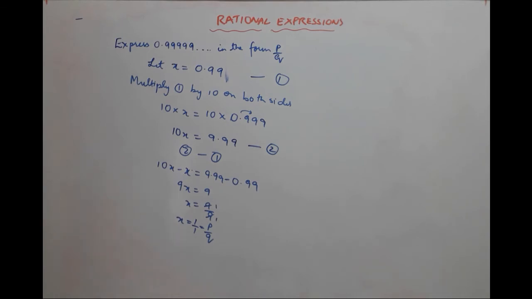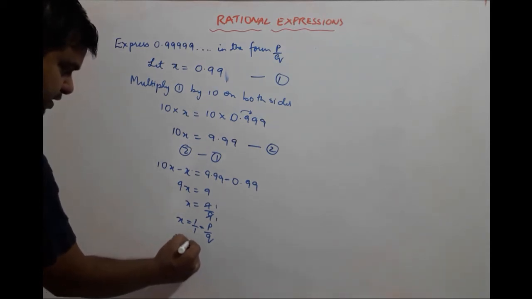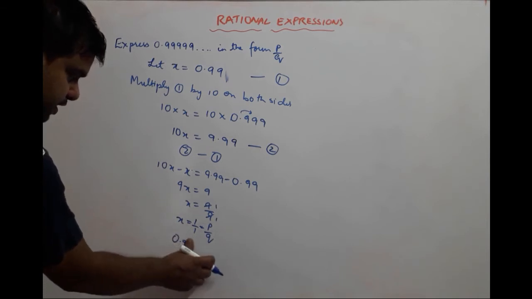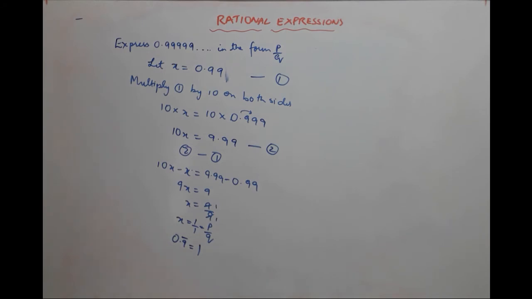But what was so peculiar or significant about this particular problem? If you have a look, we are asked to express what number? It is 0.99999. It continues. But what happens down here is we are actually saying that 0.9 bar is equal to 1. 0.9 bar, that means where 9 is recurring or repeating, is equal to 1.